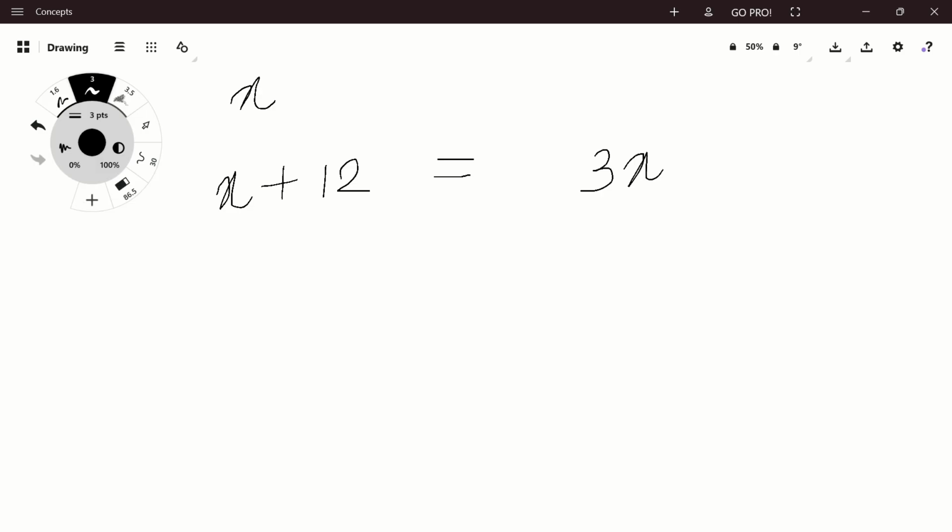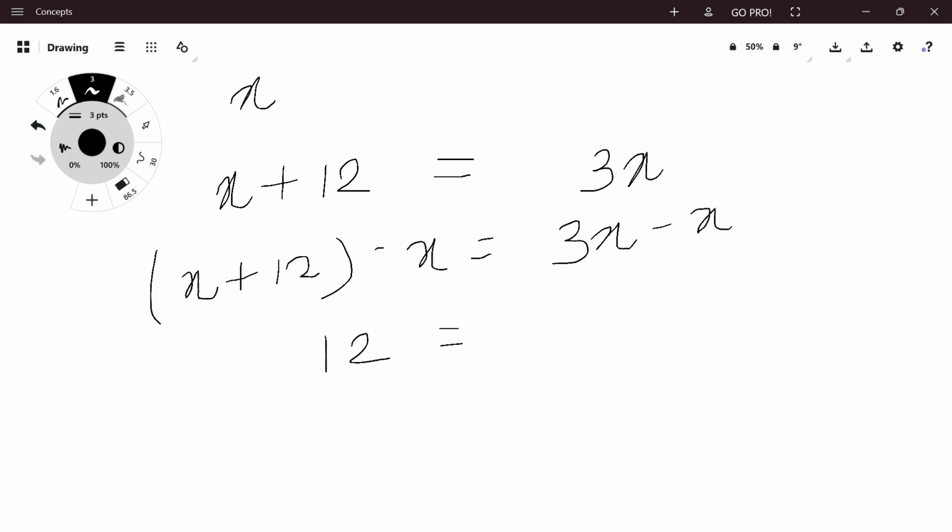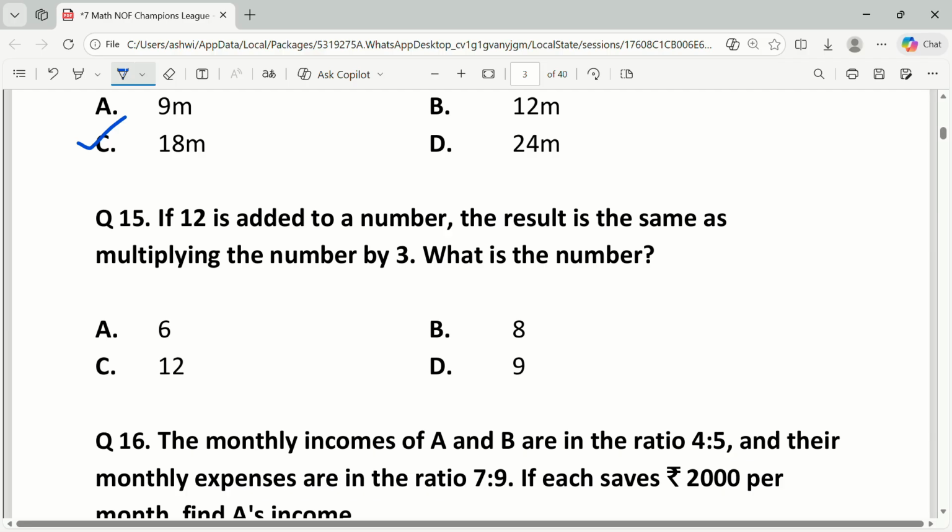Now, subtracting x from both the sides, we'll have x plus 12 minus x is equal to 3x minus x. We get 12 is equal to 2x. So, the value of x will be 12 by 2, which is equal to 6. Hence, the answer is A, 6.